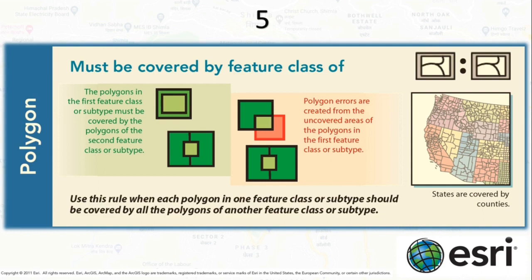This requires the polygon in one feature class or subtype must share all of its area with polygons in another feature class or subtype. An area in the first feature class that is not covered by polygons from the other feature class is an error. This rule is used when an area of the one type, such as state, should be completely covered by areas of another type, such as district.